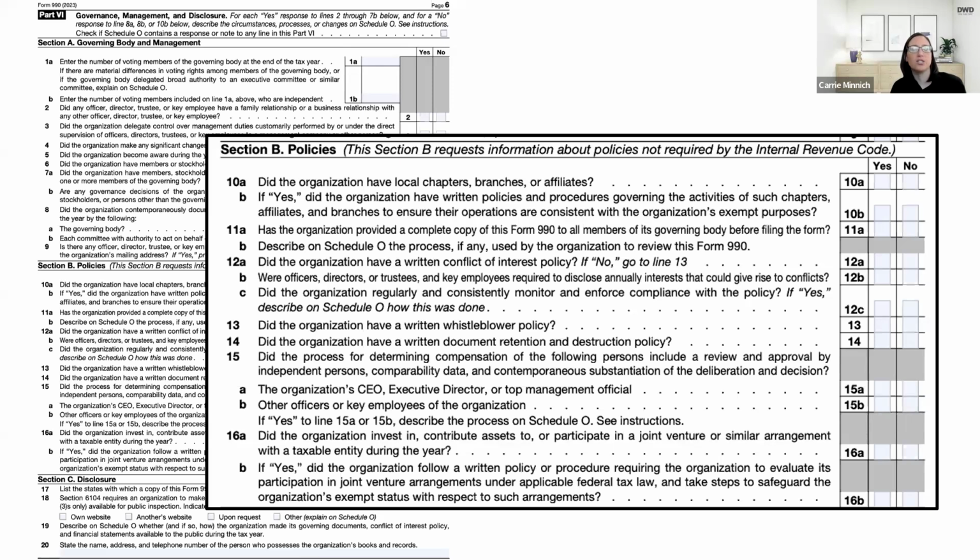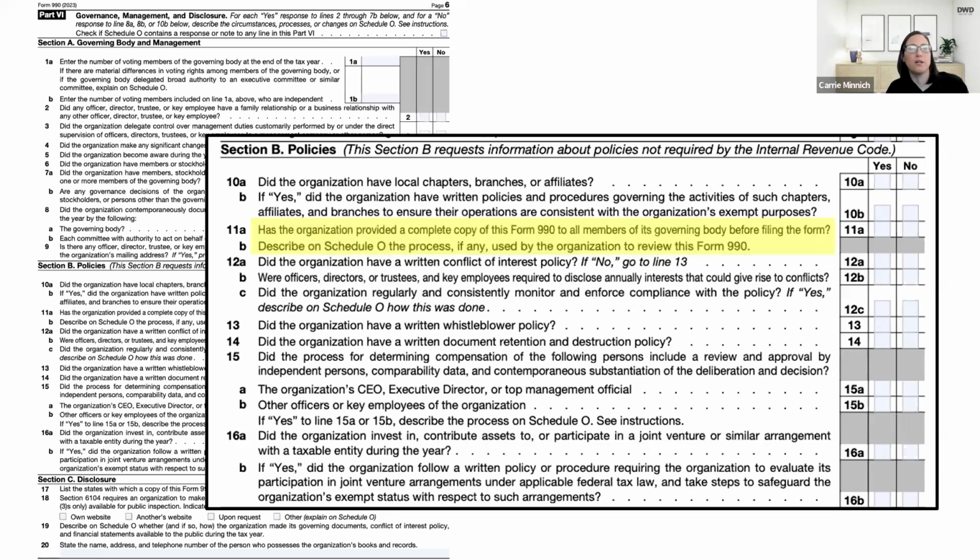And in order to answer these questions yes, you do have to have the written policy in place during the year. So if you're working on the policy or implemented it afterwards, you would answer the question no, but you could explain in a different schedule that it has been implemented after year end.